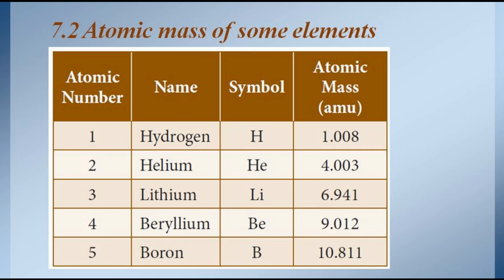Next one, some examples of elements. Hydrogen: atomic number is 1, atomic mass value is 1.008. Next one, helium, He: mass number is 4, its value is 4.003. Next one, lithium, Li, 6.941. Beryllium, Be symbol, and value is 9.012. And the last one is boron: atomic number 5 and mass number 10. So the symbol is B, mass number is 10 and atomic number is 5.